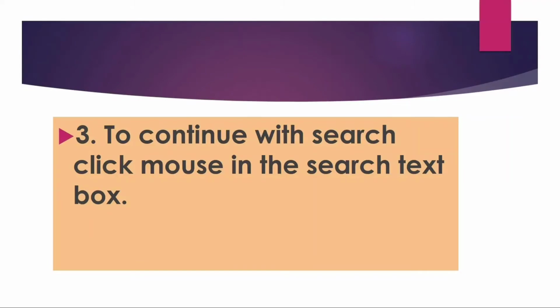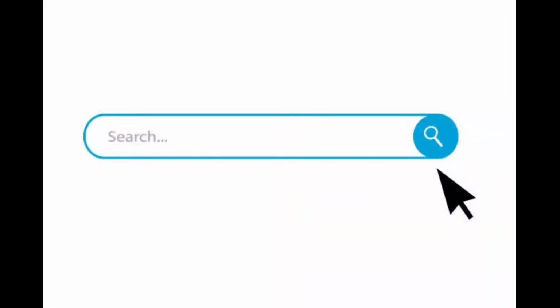To continue with search, click the mouse in the search text box. Whatever you want to search, you just have to click on the search text box and write whatever you need on the internet. After clicking on it and writing, just press the enter key and your result will be displayed on the screen. This is the image of the search box.